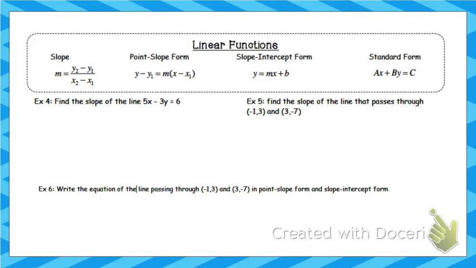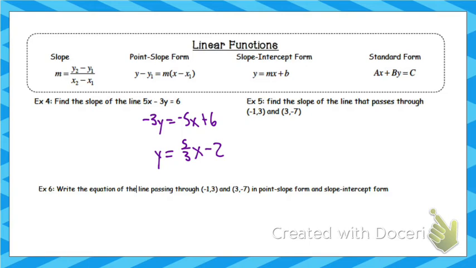So the first thing we're going to do here, this was like a warm-up in class, so we're just going to find the slope of this line. In order to find the slope, if it's a line, it's easiest to put it in slope-intercept form. So what I'm going to do is solve for y. To get y by itself, I'm going to subtract 5x from both sides. Then I'm going to divide by negative 3. And when you divide by negative 3, we're going to divide both terms. So this would become 5 thirds x minus 2.